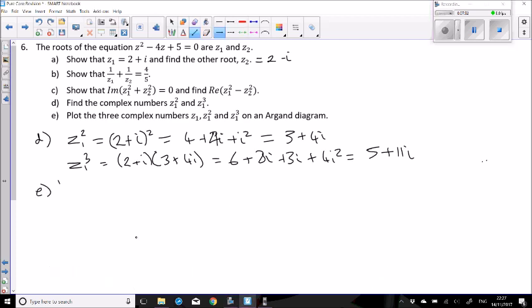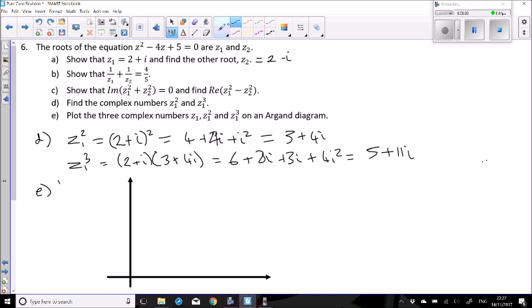So in E, we've got to plot these three numbers on an Argand diagram. I'm just going to notice that they're all in the positive axis, so this is imaginary, this is real. So z1 is 2 plus i, so 2, 1 in the imaginary, so that's z1. z1 squared is 3 plus 4i, so z1 squared, 3, 4. And then z1 cubed is 5, and all the way up here a bit, plus 11i, z1 cubed.